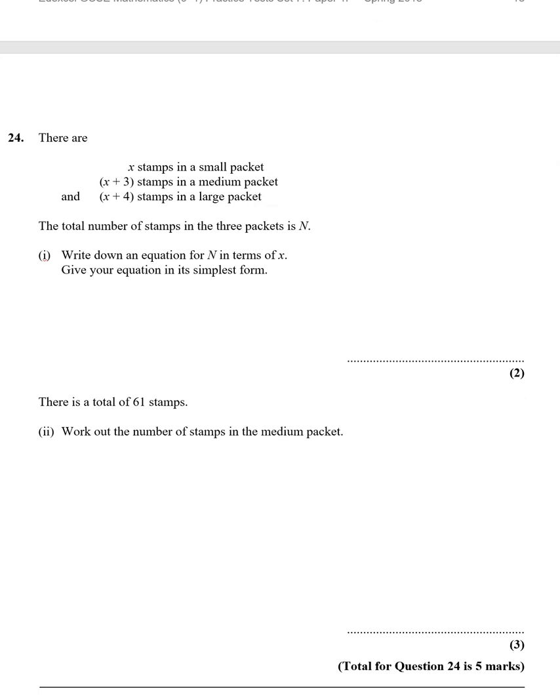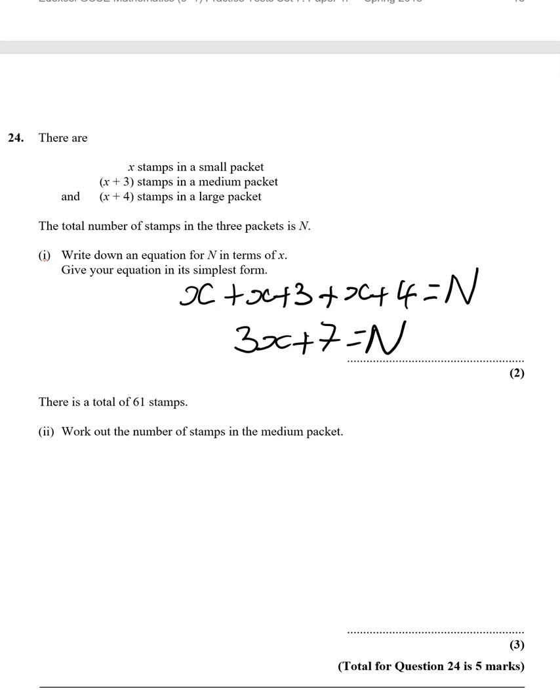There are x stamps in a small packet, x plus 3 stamps in a medium packet, x plus 4 stamps in a large packet. The total number of stamps in the 3 packets is N. Write down an equation for N in terms of x in its simplest form. Well, we just add them together and it equals N. So we've got x plus x plus 3 plus x plus 4, and that all equals N. So 3x plus 7 is N.